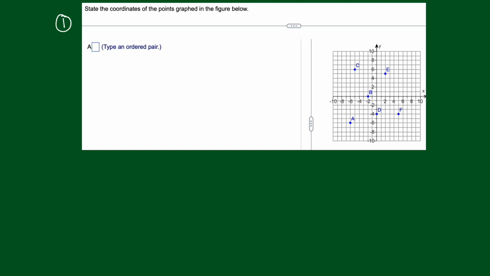All right, so let's see if we can get these. Now, the ordered pair, it means order because the order matters here. We're going to put the x-coordinate first, the y-coordinate second. So for part A, do you see A down here?